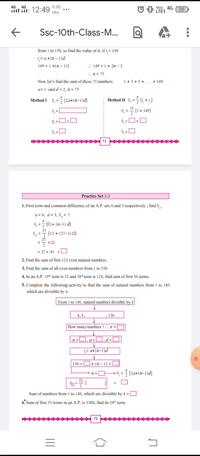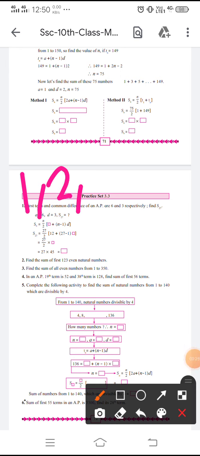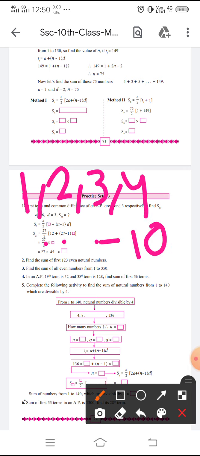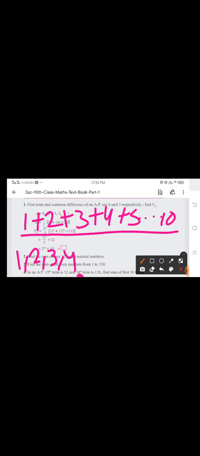Now see, you are thinking that the sum of numbers is very easy, right? Suppose I give you the example of natural numbers, from 1 till 10. You will just get 1 plus 2 plus 3 plus 4 plus 5 till 10, and you have to add them, right? For 10 this will be easy, but suppose you have 100 numbers.